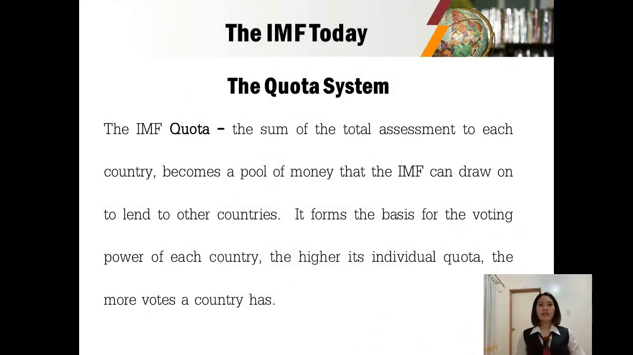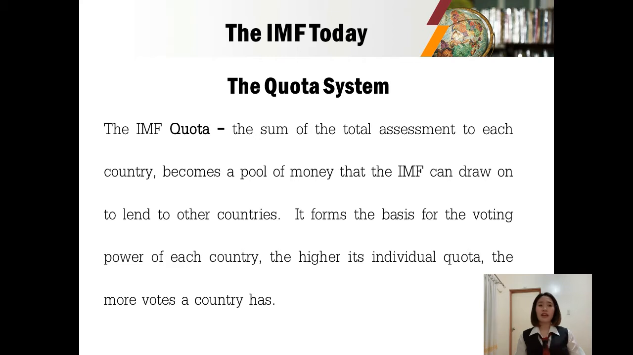The IMF today, the quota assessment. The sum of the total assessment of each country becomes a pool of money that the IMF can draw on to lend to other countries. It forms the basis for the voting power of each country. The higher its individual quota, the more votes a country has. So quota serves as the building blocks of the IMF's financial and governance structure.